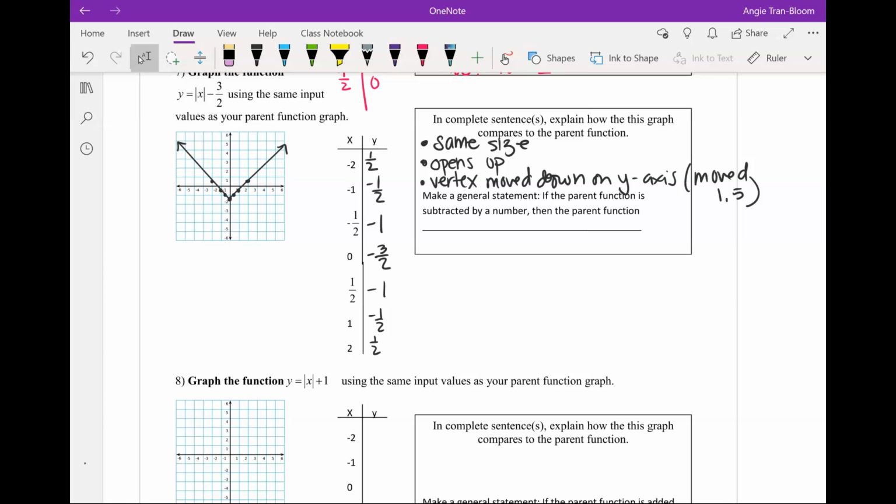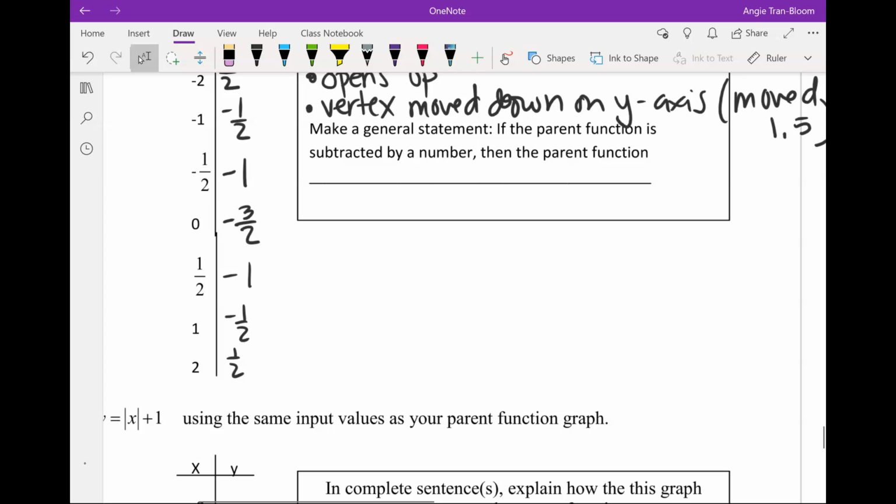Okay. So, make a general statement. If the parent function is subtracted by a number, in our case, we were subtracting 3 over 2, which is 1.5. Then what's happening to the parent? What did the parent do when you subtract 1.5, aka 3 over 2? It moves down. Yeah, it moves down. So it shifted down.